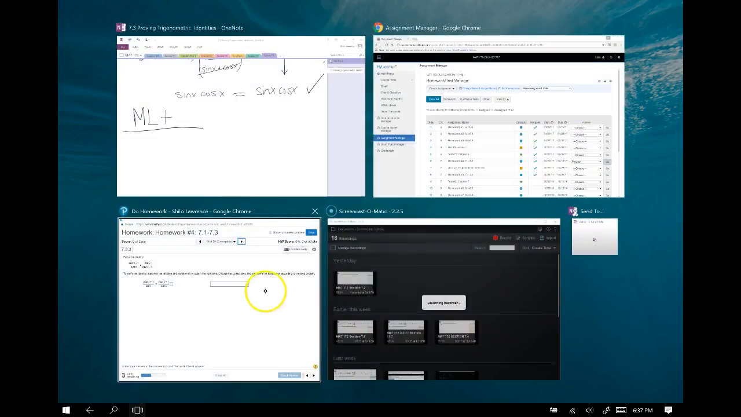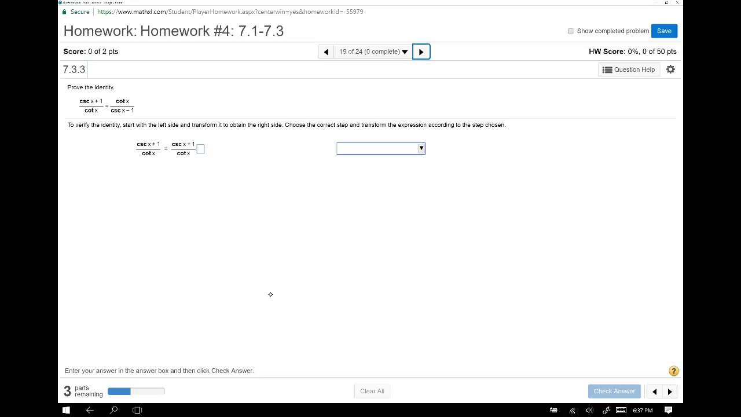So in MyLabs Plus, problem number 19 from homework number 4. This is from 7.3. It asks us to prove the identity cosecant x plus 1 over cotan x equals cotan x over cosecant x minus 1.